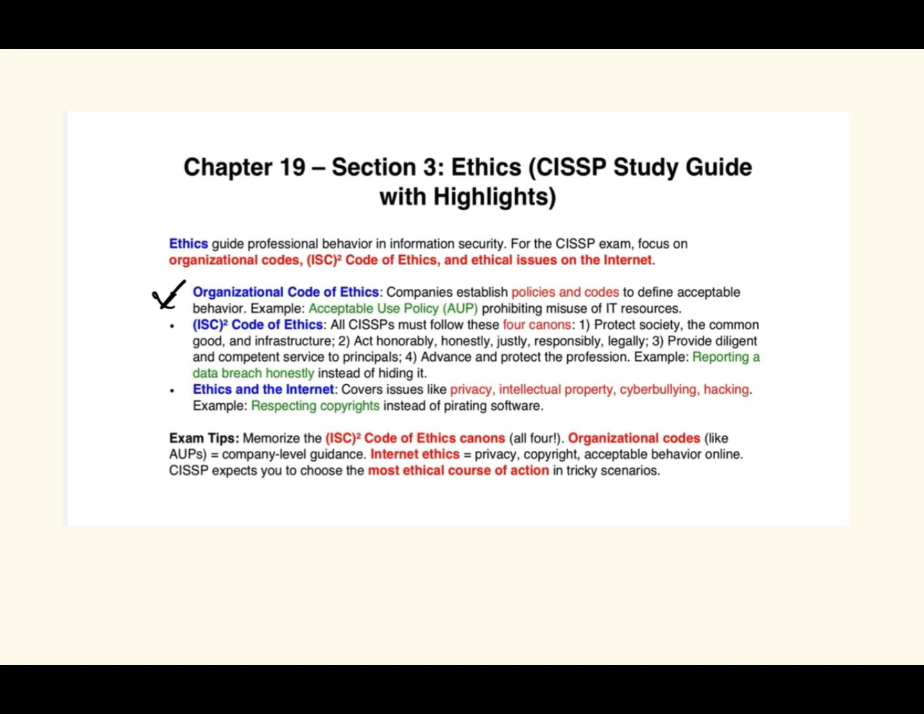Code of conduct, confidentiality agreement. So, for example, the acceptable use policy forbids downloading pirated software on company laptops. It forbids using a corporate device for harassment or hacking. Its goal is to protect the organization from liability, misuse, and insider threats. So organizational code is company level rules for proper behavior.